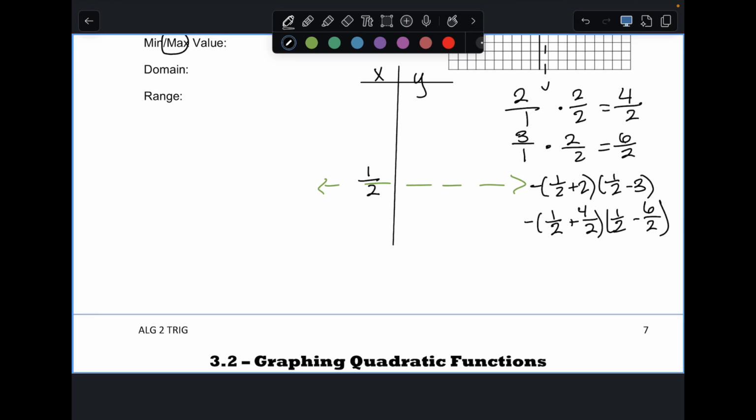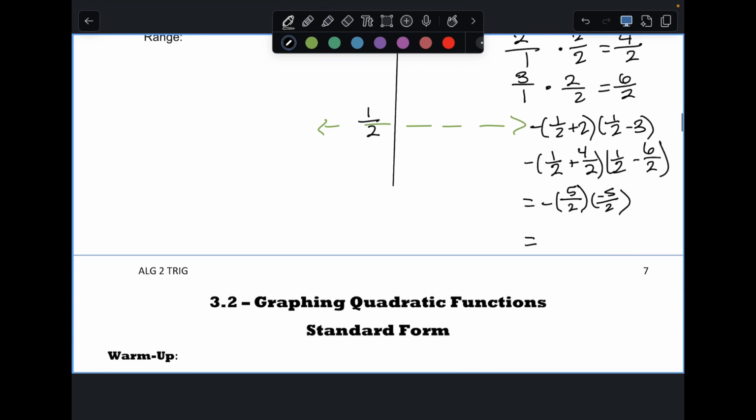Okay. Now we deal with the fractions. 1/2 plus 4/2 is what? 5/2. Add the numerators, keep the denominator. 1/2 minus 6/2. Negative 5/2. Okay, my negatives are going to cancel, so my final answer is going to be positive.